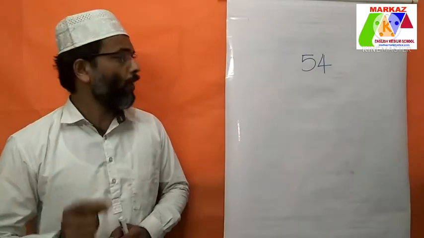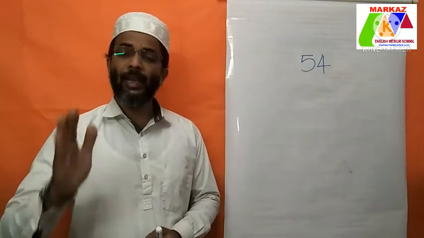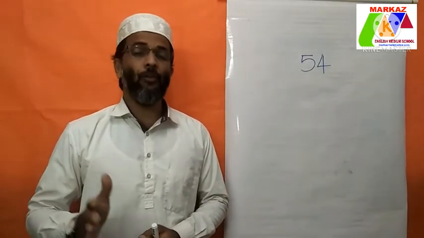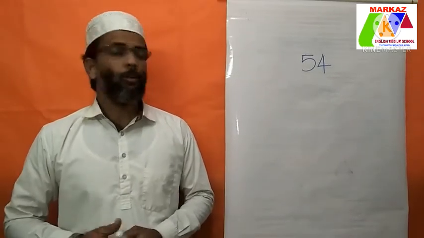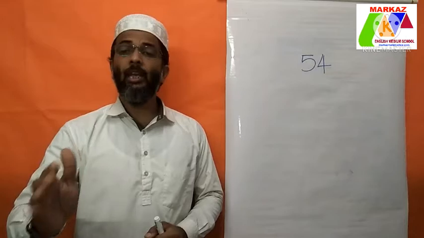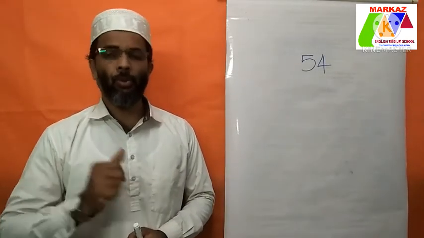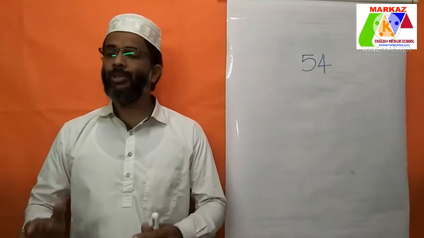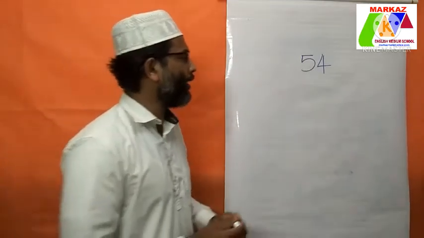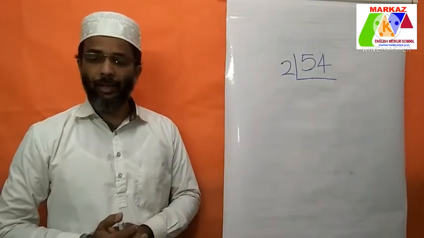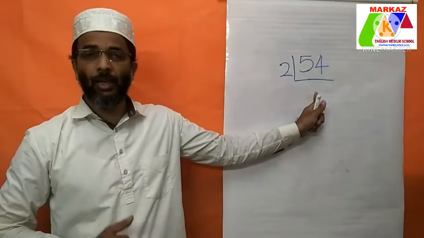Once more, we will find the smallest possible prime number which exactly divides 54 without any remainder. As we can see, 54 is an even number. So we can start the division by 2, which is the smallest even prime number. So we will do division by 2. After dividing, we will write the quotient here on the downside.